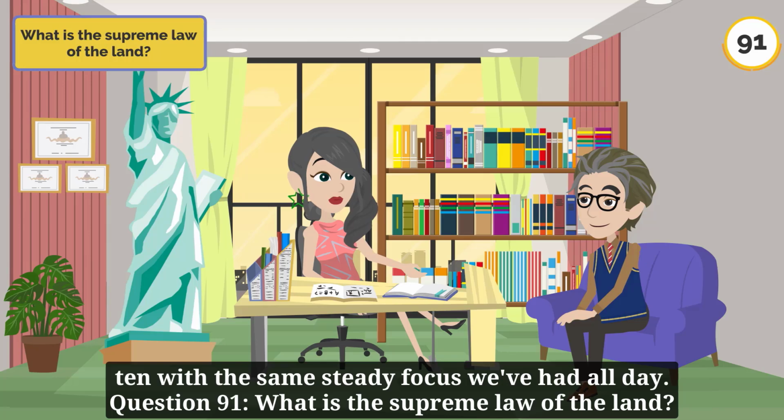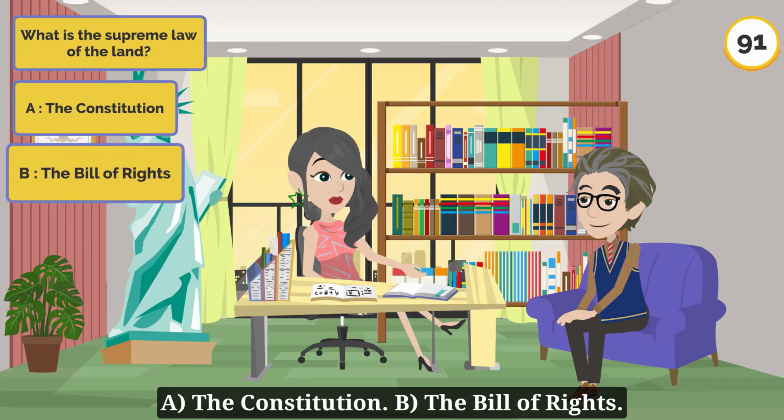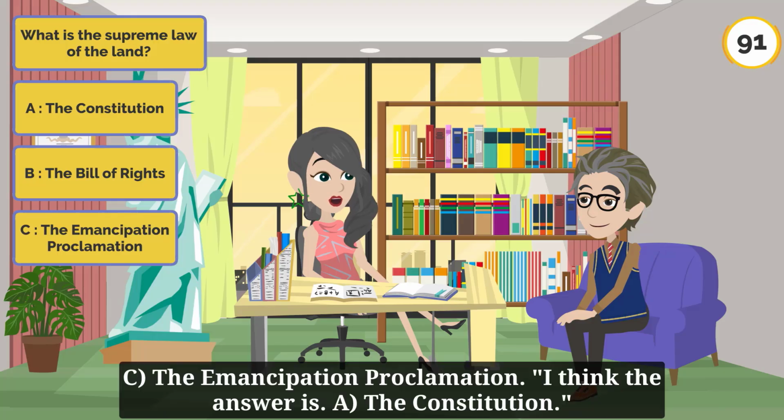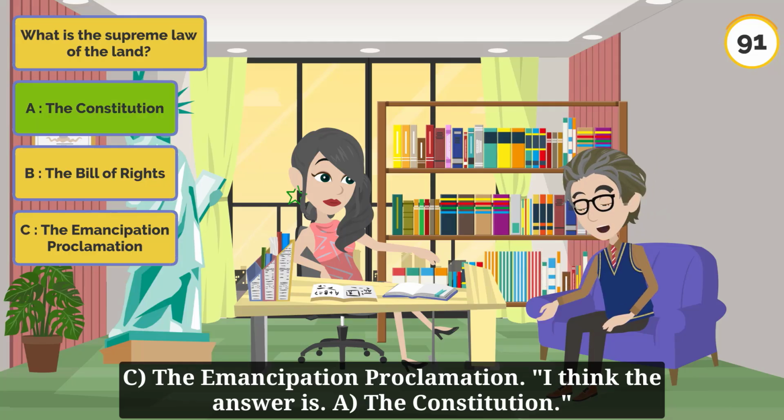Question 91. What is the supreme law of the land? A. The Constitution. B. The Bill of Rights. C. The Emancipation Proclamation. I think the answer is A. The Constitution.